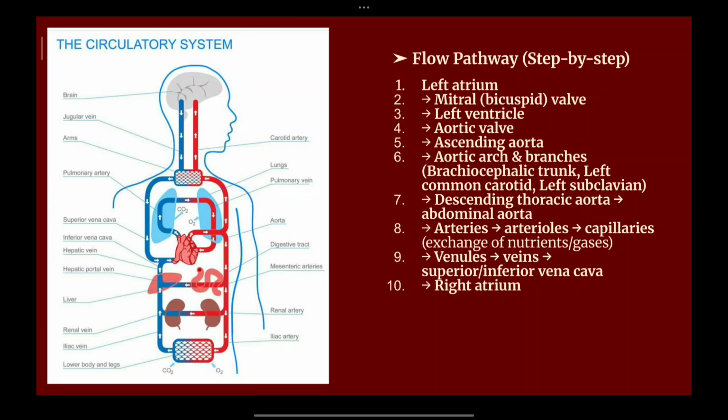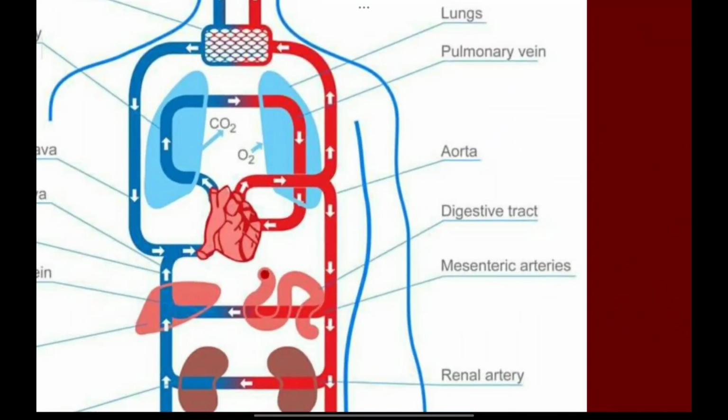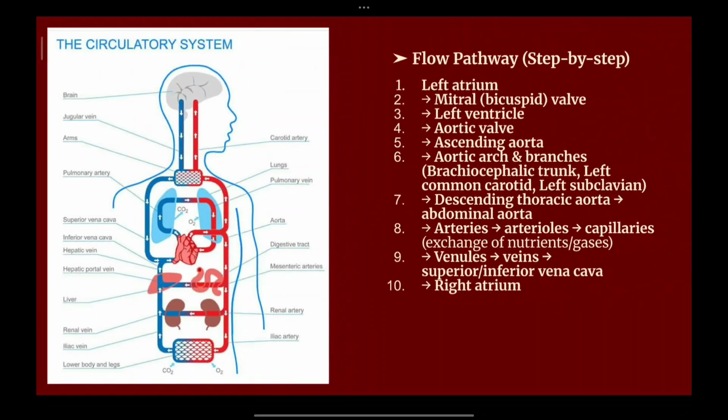Now the arteries, arterioles, and capillaries are going to be the suppliers of oxygenated blood, wherein the exchange of nutrients and gases takes place in the capillaries. From the capillaries, the deoxygenated blood is later received by the venules, which are the smaller versions of veins, then from venules to the veins, then to the superior or inferior vena cava. The superior and inferior vena cava, you can see here, are received by the right atrium. So that is how the flow pathway takes place inside the systemic circulation.